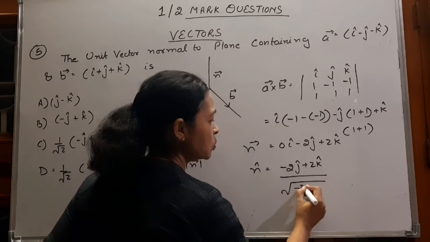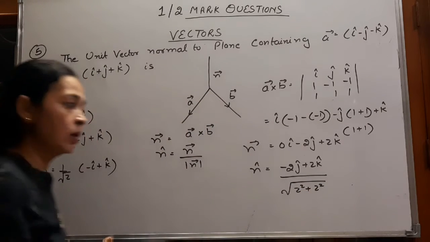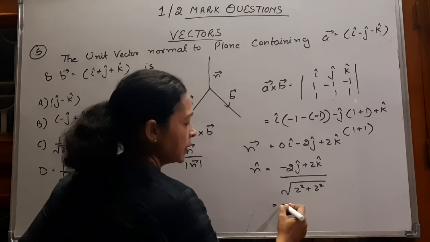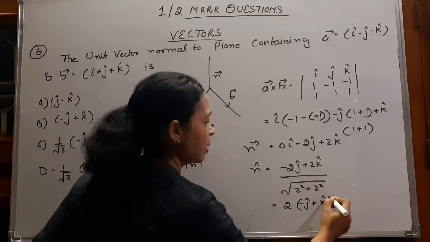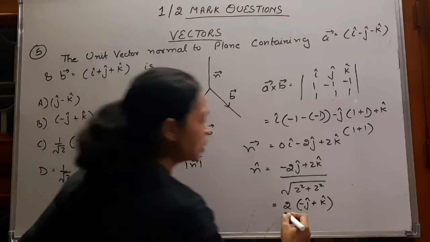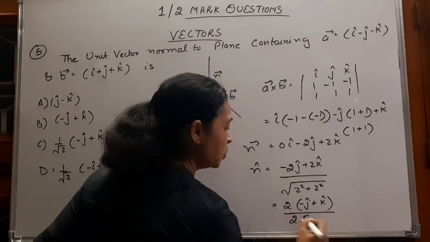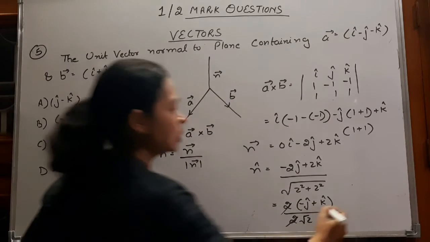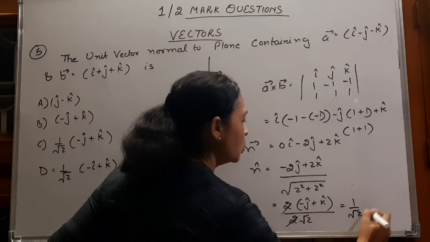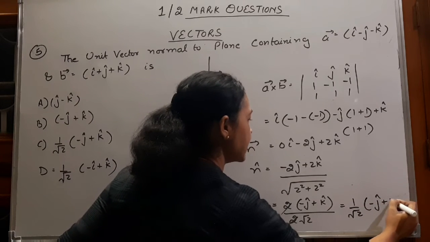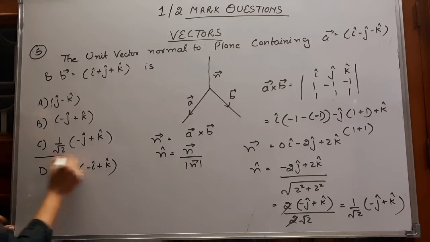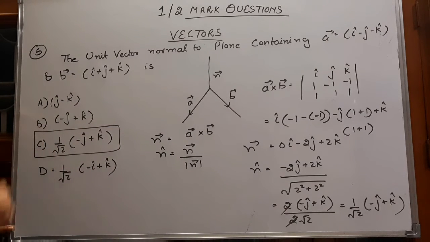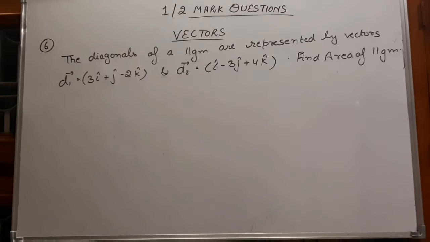We have to find unit vector n, that is minus 2 j cap plus 2 k cap upon under root 2 square plus 2 square, which is 2 common, minus j cap plus k cap upon root 8, that is 2 root 2. 2 and 2 get cancelled. Therefore, our answer is 1 by root 2 times minus j cap plus k cap. So, which is our correct option? Our correct option is option C. It is a unit vector which is perpendicular to both the vectors, vector A and vector B.